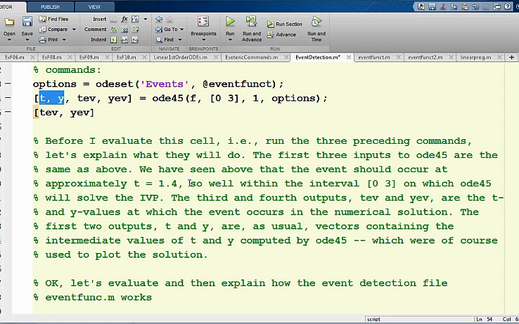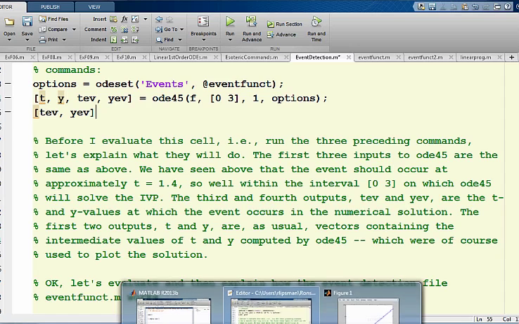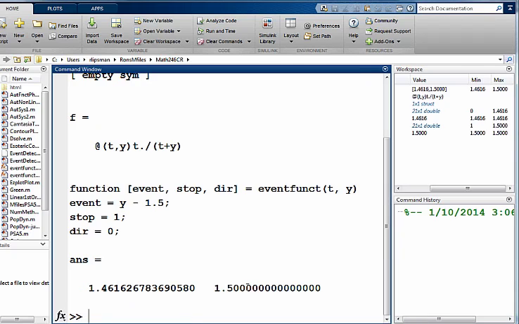Okay, let's evaluate this and explain how the event detection file eventfunc.m works. So let's evaluate this cell. And if we look in the MATLAB window, there's the answer. So y is 1.5 when t is 1.4616, etc. So there's an approximation to 16 significant digits for the moment at which the event occurs when the height y of the solution reaches 1.5.